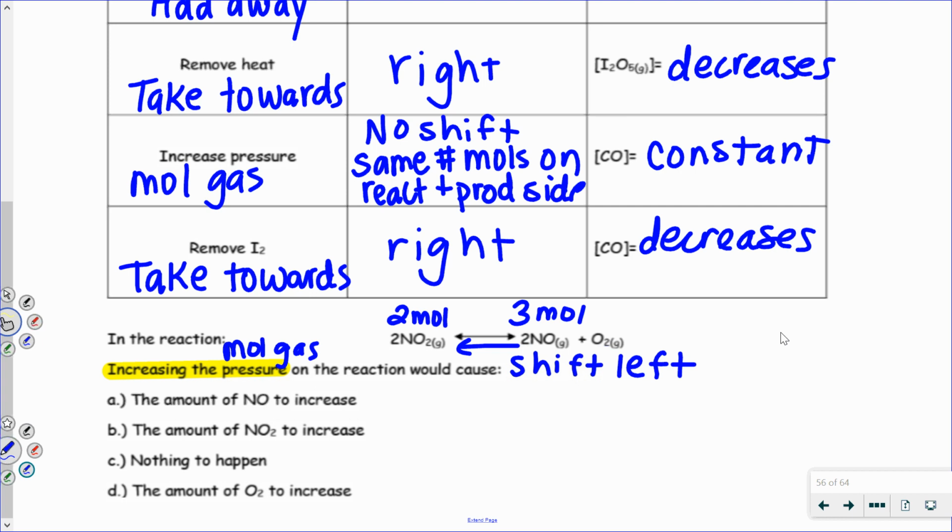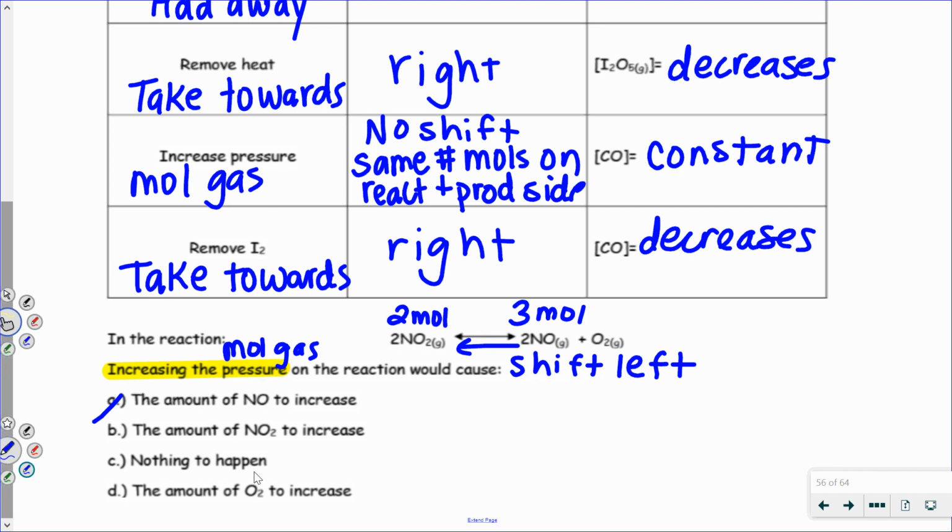Now, when it shifts left, it's going to decrease the amount of these, the NO and the O2, and it increases the amount of NO2 because the new arrow always points towards what's going to increase in concentration. So let's read these 4 options and see what happens. Is the amount of NO going to increase? Nope, because my new arrow doesn't point at NO, it points away from it. So NO is actually going to be used up to produce more of this, so that's out. Will the amount of NO2 increase? Well, yeah, because my arrow that I just drew is pointing at that, demonstrating that these are being used up to create more NO2. So that's true.